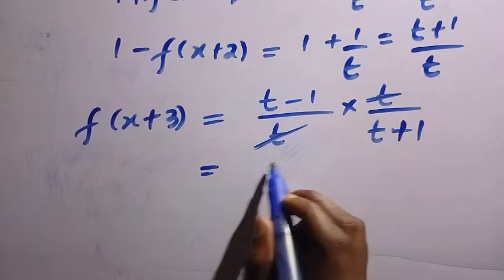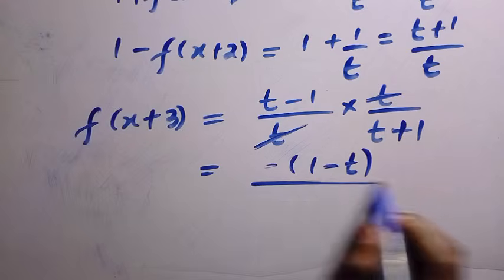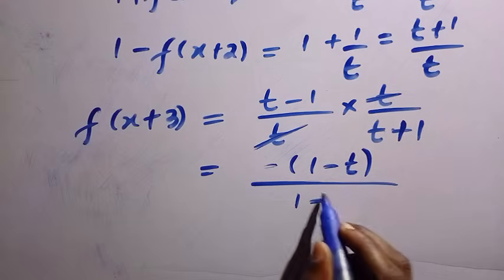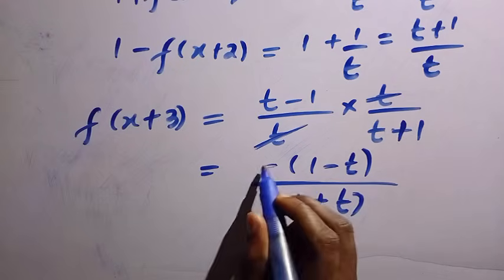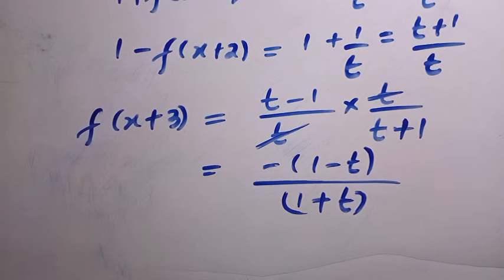But if I take out the negative, we have (1 - t) here and (1 + t) here. For f(x+3), it does not equal t. We have to proceed as well.